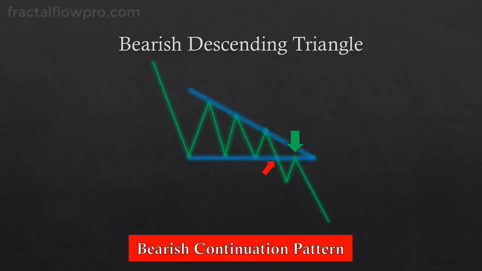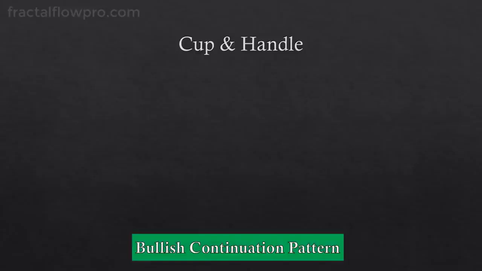The stop can be above the highest high in the triangle as a standard or above a confirmed supply zone, and the take profit target at least 3 times as big as the stop. To finish off the continuation chart patterns, we have the cup and handle pattern, which has a bullish and a bearish variation. Let's begin with the bullish variation first.